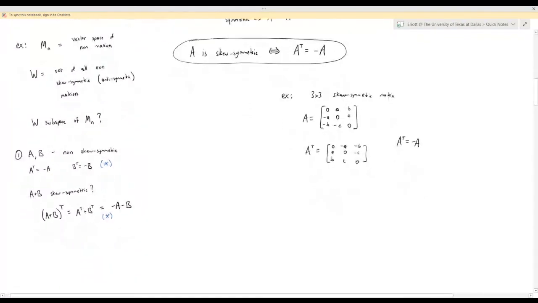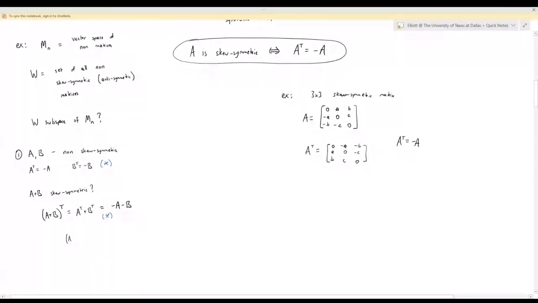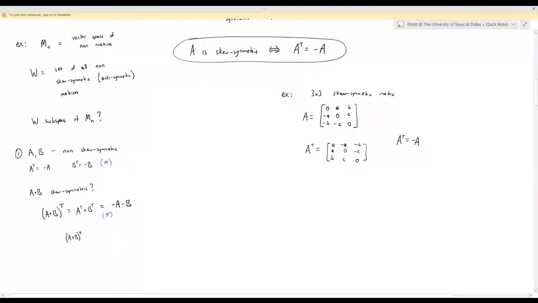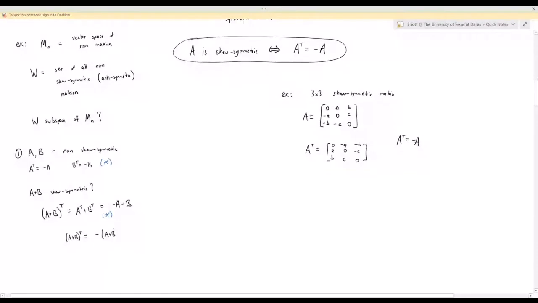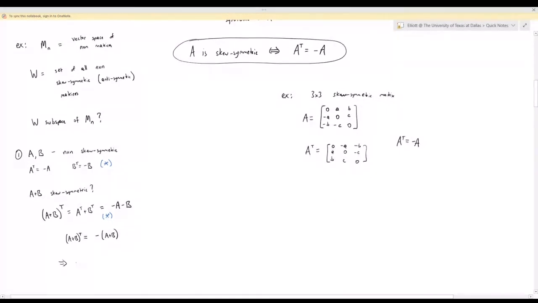So when we put 2 and 2 together, we see that the transpose of A plus B turns out to be the negative of A plus B, so minus A minus B. So that shows us that the sum is in fact skew symmetric. Its transpose is the negative of itself. And so therefore, you can make the conclusion right now that W is closed under addition.